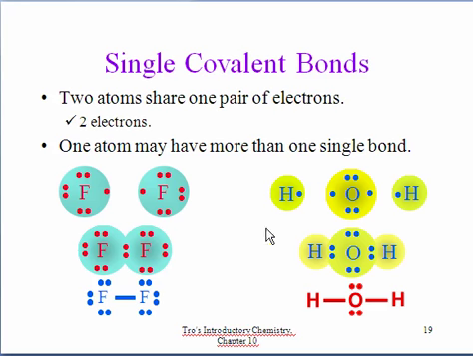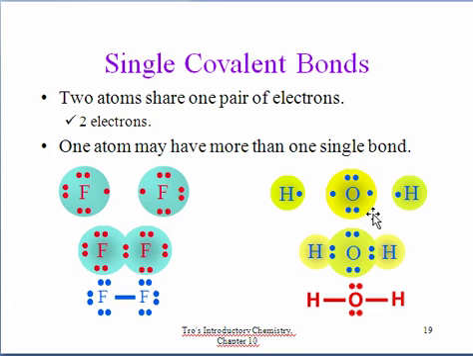Single covalent bonds occur when two atoms share one pair of electrons. And so here's an example of a single covalent bond. Fluorine atoms have 7 valence electrons, and if they share their lone electron, it becomes 2 electrons, and they gain an octet. We often signify these shared electrons as a line to distinguish them from the electrons that are not being shared.